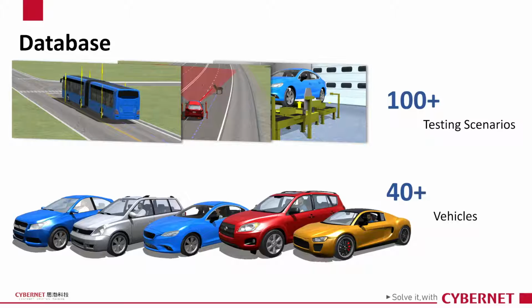CarSim comes with a database that has hundreds of simulations. We have 100 plus testing scenarios. We have about 40 plus vehicle datasets here that are based on 10 unique vehicle configurations. CarSim has extensive documentation. That's the help menu. Every screen has a help button. There are about 140 documents.